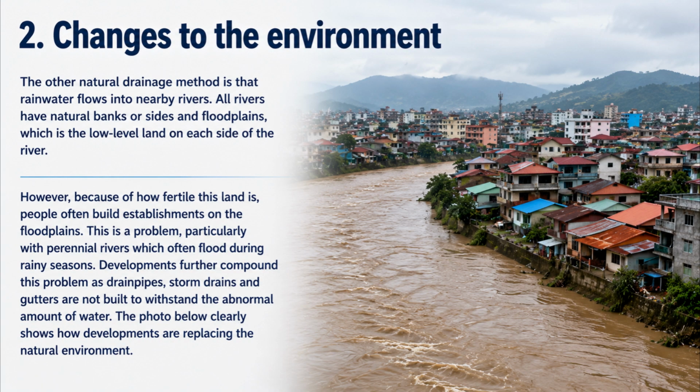2. Changes to the environment. The other natural drainage method is that rainwater flows into nearby rivers. All rivers have natural banks or sides and floodplains, which is the low-level land on each side of the river. However, because of how fertile this land is, people often build establishments on the floodplains. This is a problem, particularly with perennial rivers which often flood during rainy seasons. Developments further compound this problem as drain pipes, storm drains and gutters are not built to withstand the abnormal amount of water. The photo below clearly shows how developments are replacing the natural environment.